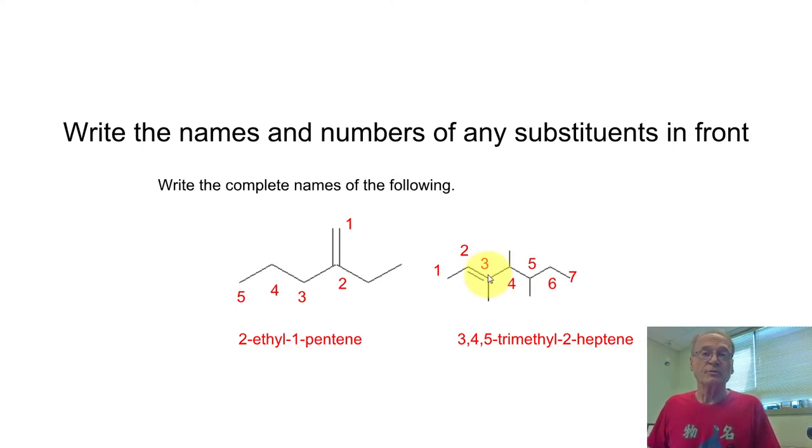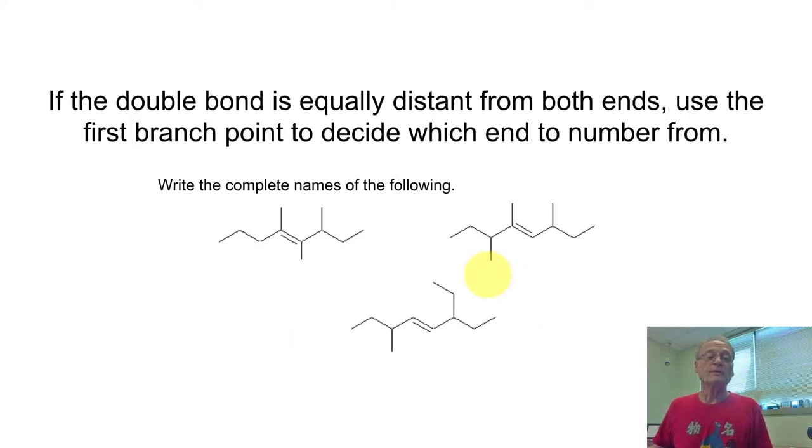Let's not worry about how you put the cis-trans name in front of it for the moment. We'll hold off on that until another video. So one more rule. If the double bond is equally distant from the two ends, then how do you know which end of the longest chain to number from?